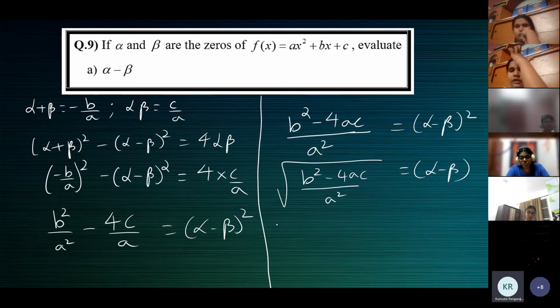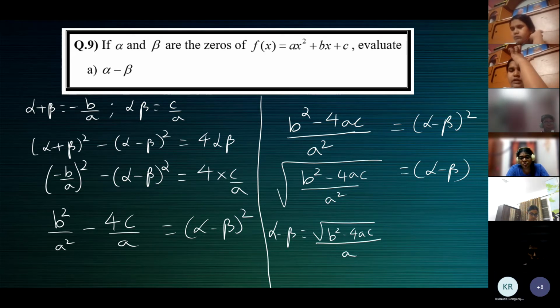So alpha minus beta is equal to the square root. The numerator is not a perfect square, so square root of b square minus 4ac stays as it is. But the denominator will come out as a. Do we understand? The square root of the denominator is a. Root a square is a, so that is out of the square root. You can see now the square root is only for the numerator. Do we understand? Yes, ma'am. This is very important, mostly asked: find the value of alpha minus beta.